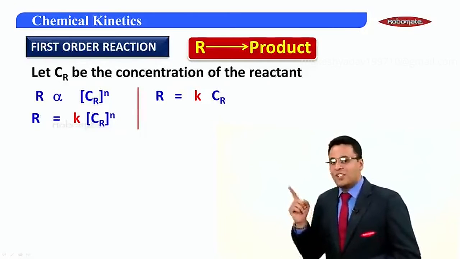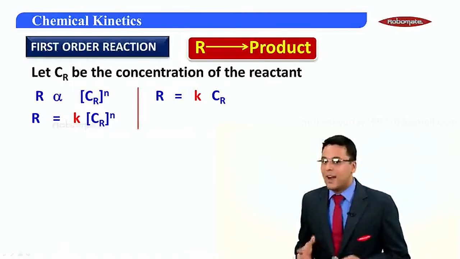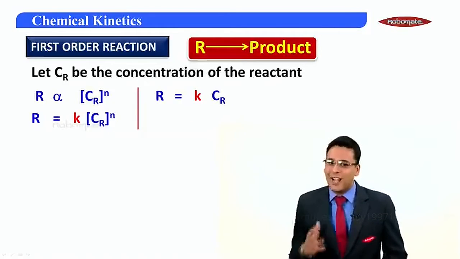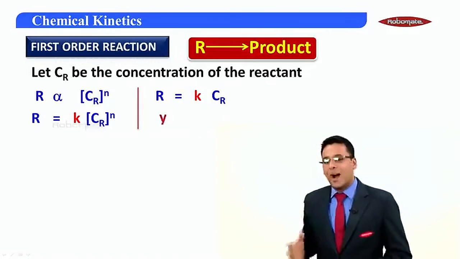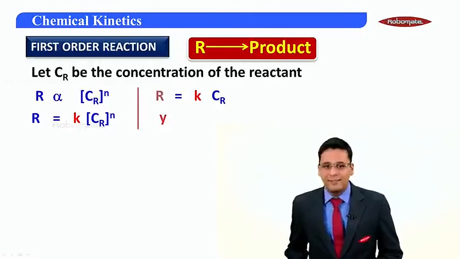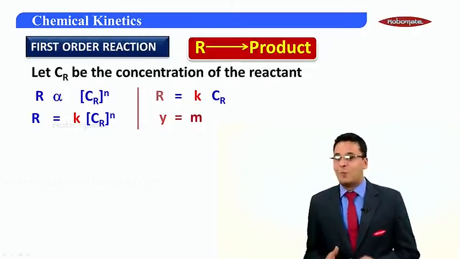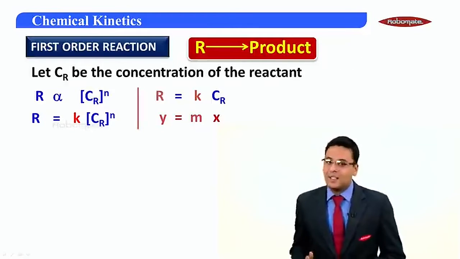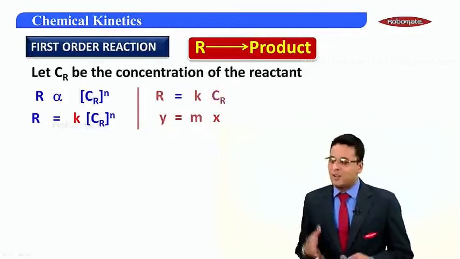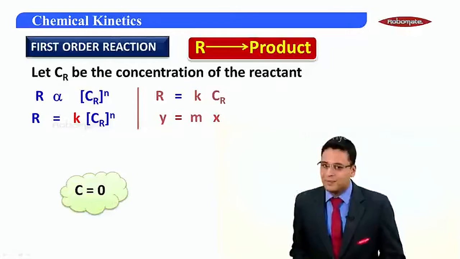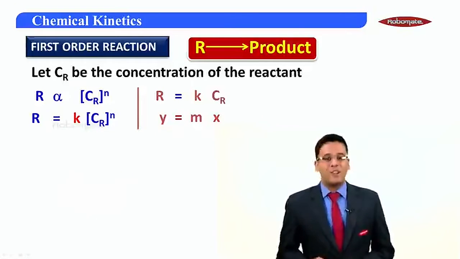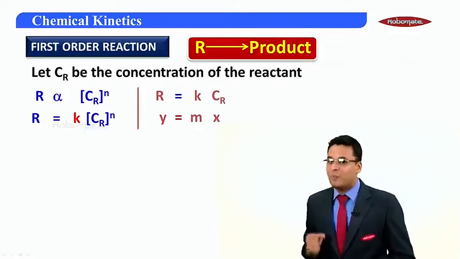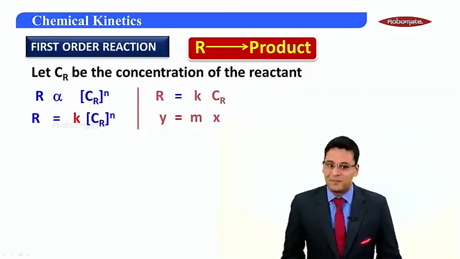Also, this equation resembles y is equal to mx plus c, that is, the equation of a straight line. Here y is similar to R, m, which is the slope, is similar to k, and x is similar to Cr. Of course, c is constant. So this is the equation of a straight line passing through the origin, with an upward slope because k is positive.